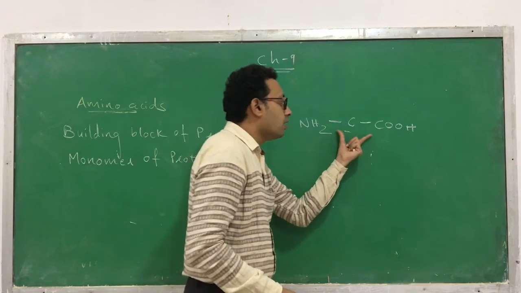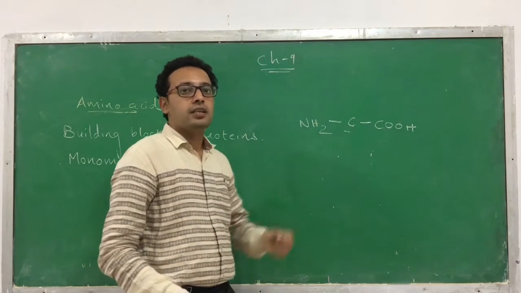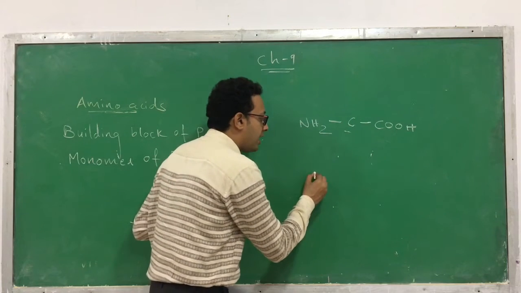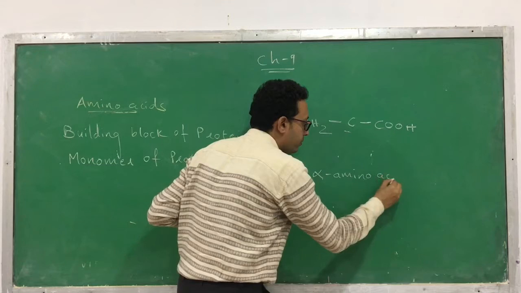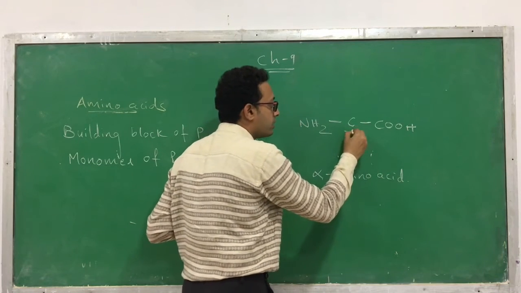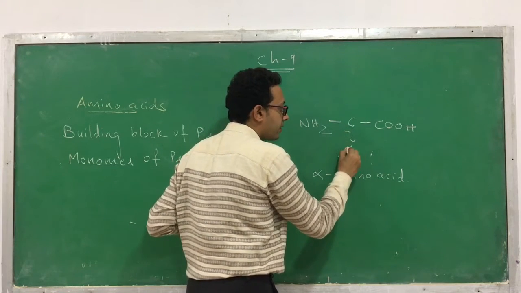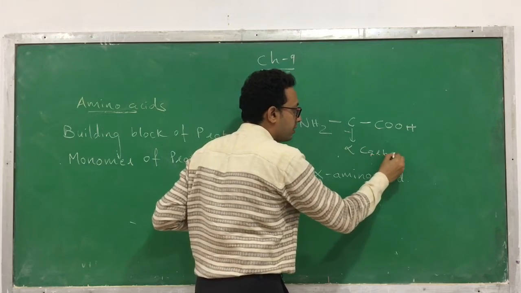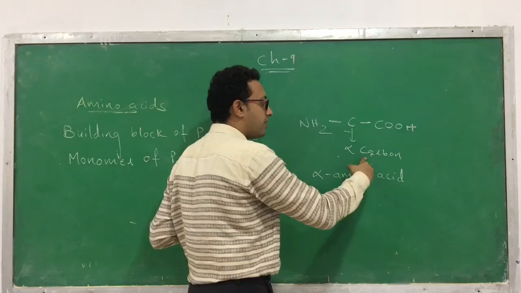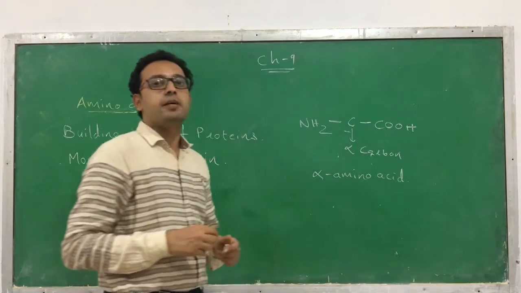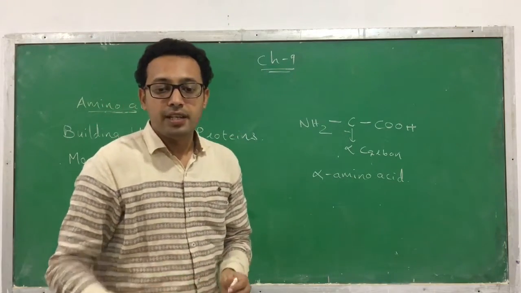As both the amino and the carboxylic acid functional groups are attached to an alpha carbon, this can also be called an alpha amino acid. This one is the alpha carbon. So as both the NH2 and COOH are attached to an alpha carbon, it is called an alpha amino acid.